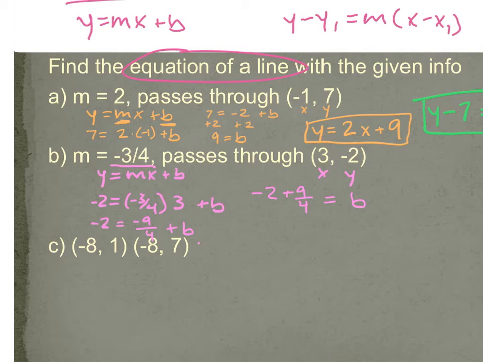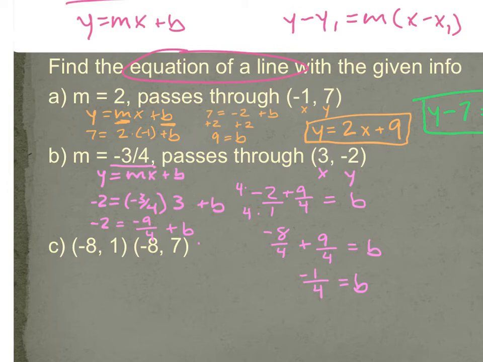Now, in order to add a fraction to a whole number, we need these numbers to have the same denominator. So -2 right now has the denominator of 1, but we need to get it to have the denominator of 4. So we're going to multiply the top and the bottom by 4. So this becomes negative 8 over 4 plus 9 over 4 is equal to b. Now that we have the same denominator, we can add these two together. So negative 8 plus 9 would be negative 1 over 4, which is equal to our b.